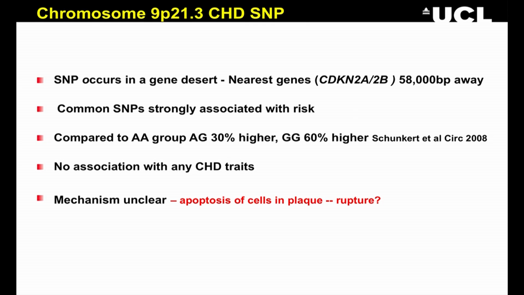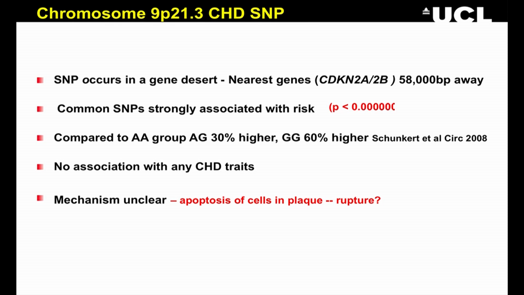Now, replicated in many independent data sets. It was a major breakthrough. What the heck is this gene? It wasn't anything we'd ever thought of. It occurs in a gene desert. The nearest genes that code for any proteins we know about are 58,000 bases away. It's miles away. The common SNPs are, however, strongly associated with risk.